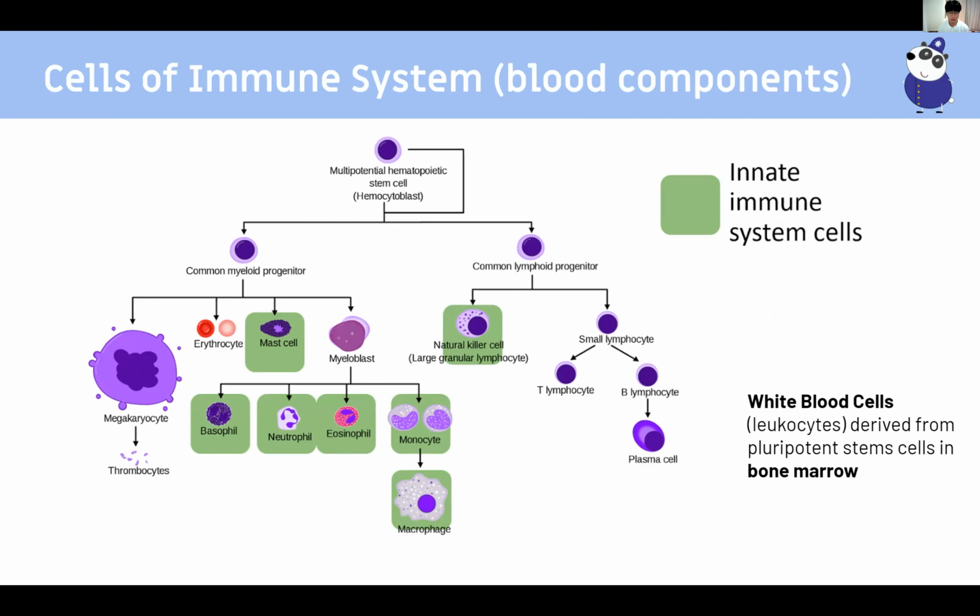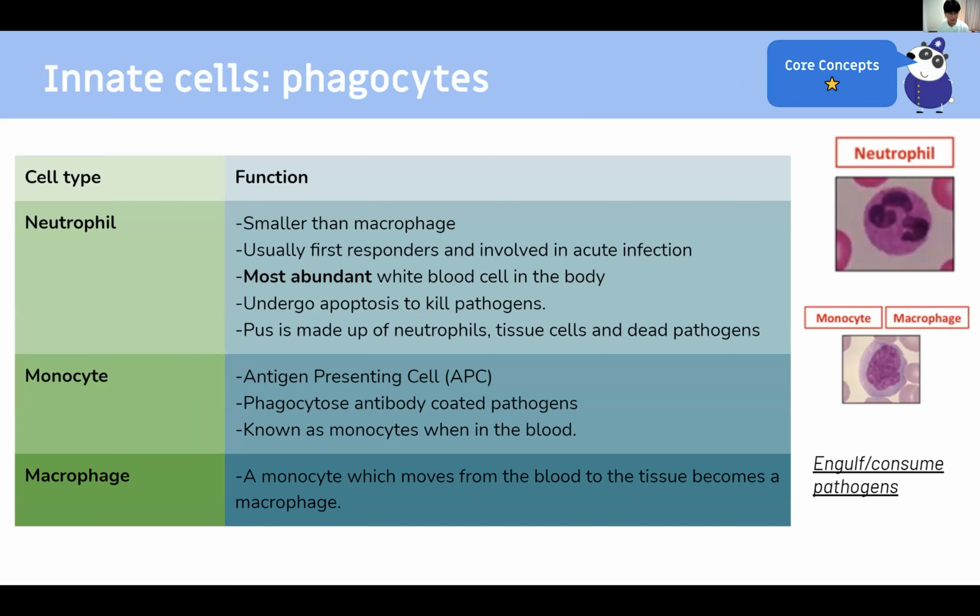Okay, so cells of the immune system. This is how the immune system comes apart. Immune cells are also called white blood cells, or leukocytes, more commonly. They're all derived from pluripotent stem cells in the bone marrow. We'll go through some of these, especially the ones highlighted in green, which are part of the innate immune system, a bit later on. So here it is, innate cells.